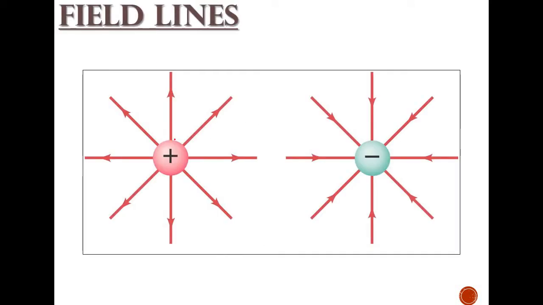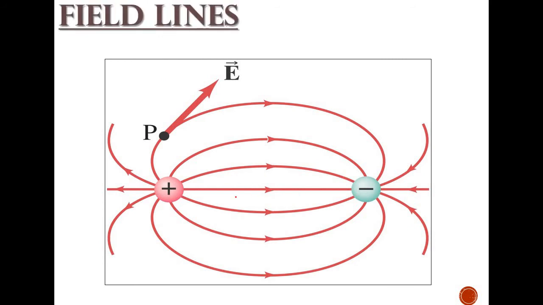If the question asks you to draw the field lines, this is what you will draw. For the positive charge, the field is going out, and for the negative, it's going in. So if you have two charges like this, you will obtain a pattern like this.